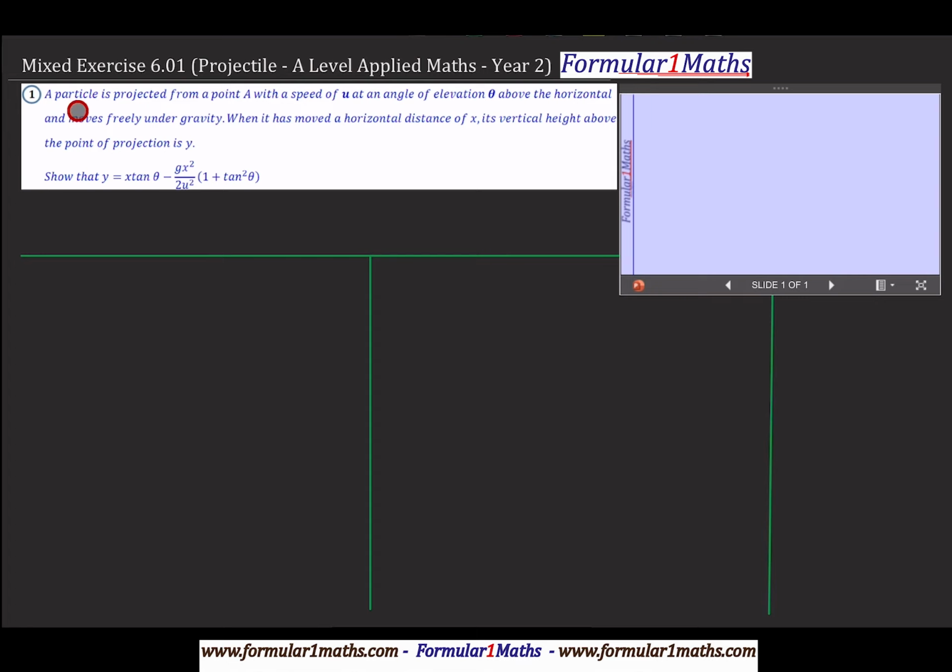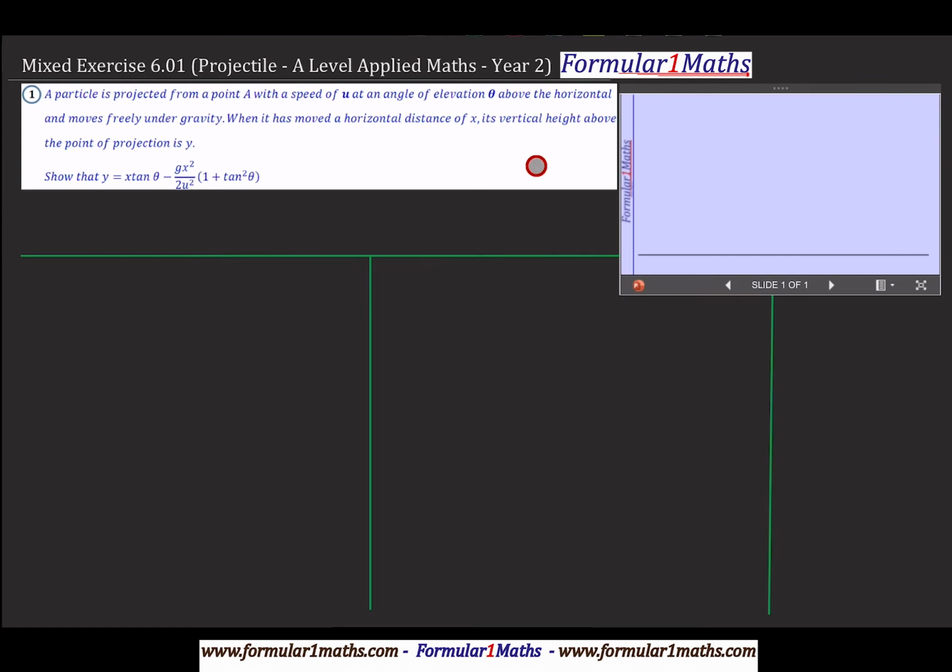Question 1. A particle is projected from a point A with a speed of u at an angle of elevation theta above the horizontal and moves freely under gravity. When it has moved a horizontal distance of x, its vertical height above the point of projection is y. Show that y is equal to x tan theta minus gx squared over 2u squared times 1 plus tan squared theta. First of all, we need to draw a sketch of the situation.